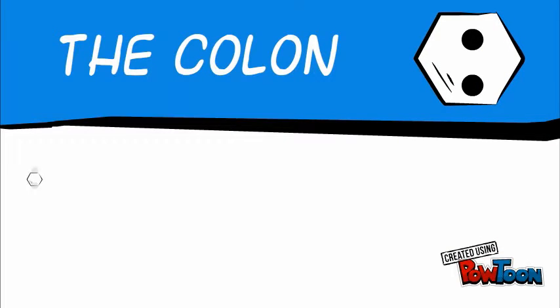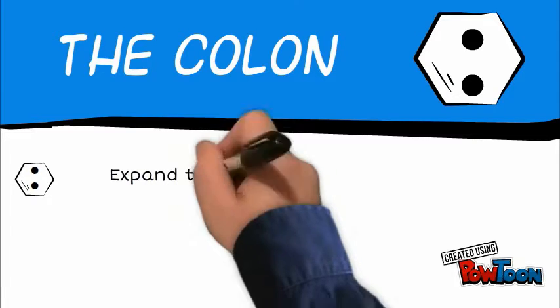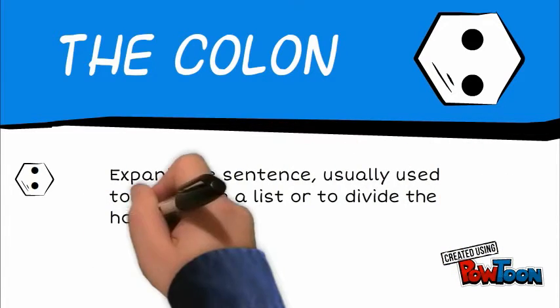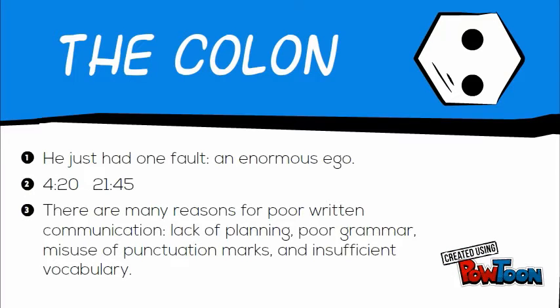The use of a colon is quite simple. It expands the sentence, usually used to introduce a list or divide the hour from the minutes. Here we have some examples about the use of a colon. Please note that when reading, it doesn't mean a full stop like a period, but you do have to stop for a while. For example, he just had one fault, an enormous ego.